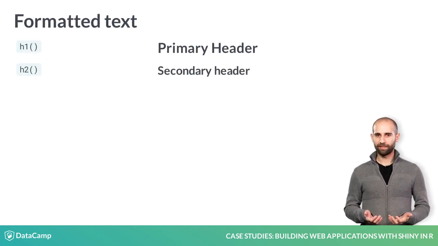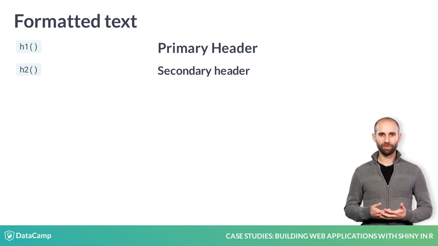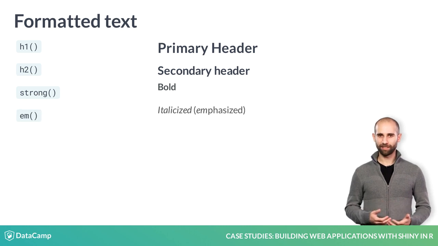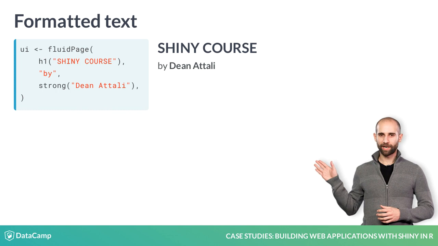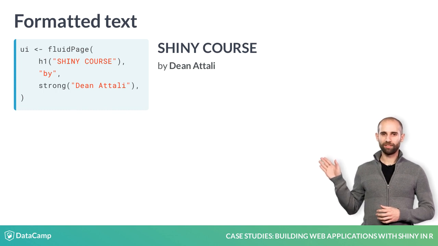If, instead of plain text, you want your text to be formatted a little bit nicer, Shiny has many functions that can format text. For example, the h1 function is used to create primary headers, h2 is for secondary headers, strong is used to make text bold, em is for italicized text, and there are many more. In order to format a piece of text, all you need to do is wrap one of these formatting functions around the text. For example, this UI definition on the left will result in the text on the right showing up.